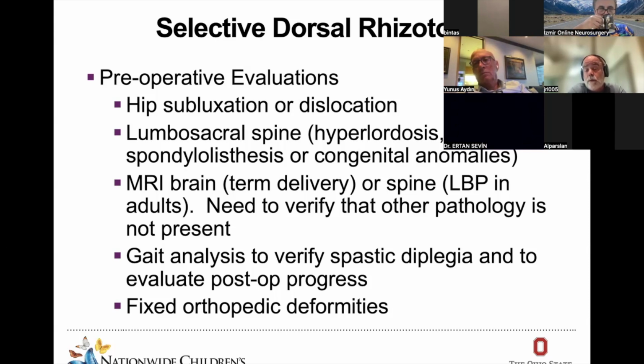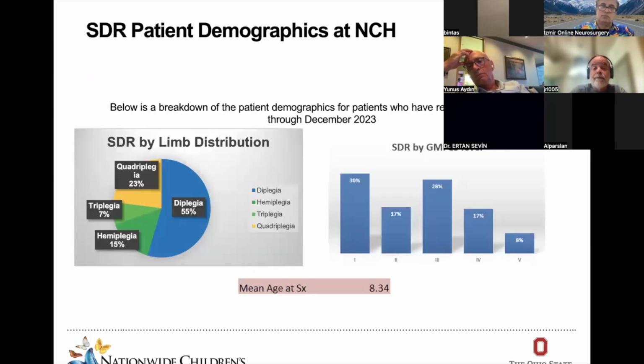We are very careful. While it's not an absolute contraindication, fixed orthopedic deformities do affect prognosis, and families need to be made aware of this and the fact that the rhizotomy will not fix the orthopedic deformities, and a certain percentage of the children undergoing a rhizotomy may need orthopedic surgery in the future.